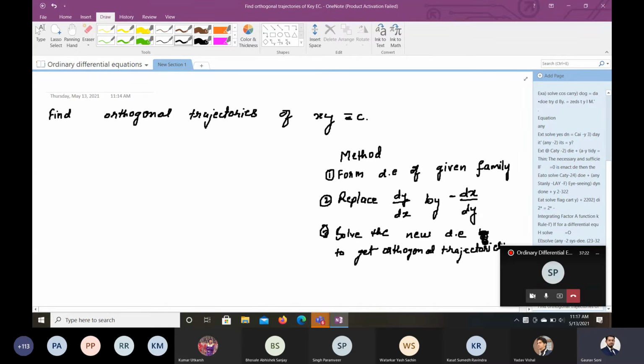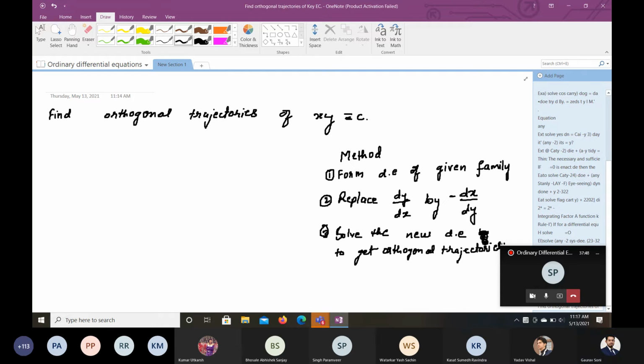Okay. So for a hyperbola, the orthogonal trajectory you have got is a hyperbola. I can say that, right? So if you have some family of curves and its orthogonal trajectories are itself, in that case we say that the family is self-orthogonal.